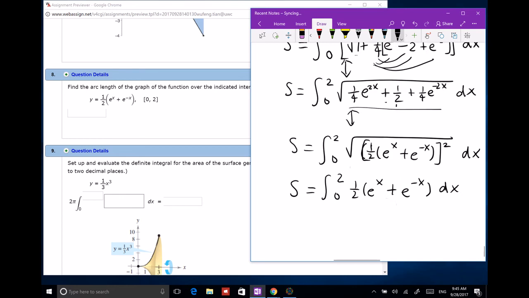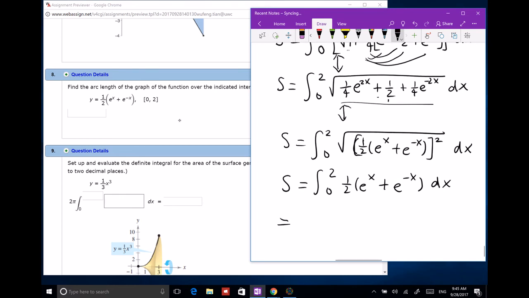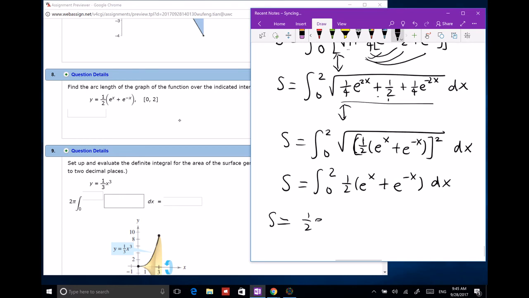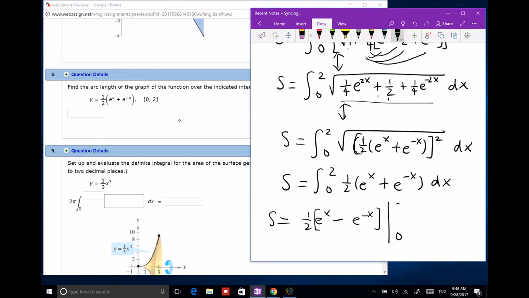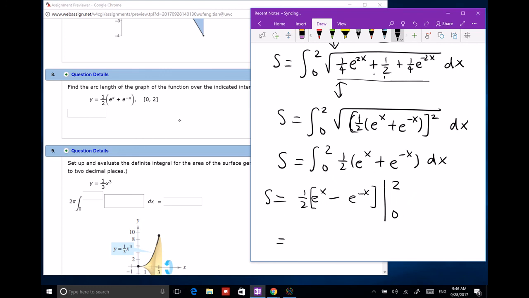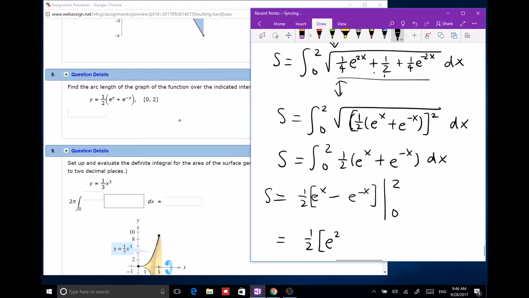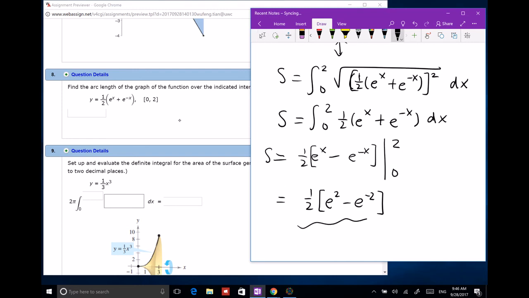Okay. And so s equals 1/2 e to x plus e to negative x is itself, but you have to change that into minus, from 0 to 2. So your answer is 1/2 e squared minus e to negative 2. If in the test they give you a question like this, give the answer like this, and you're going to get all the credit. You don't have to continue to do it. If you give me the answer like this, you get full credit.